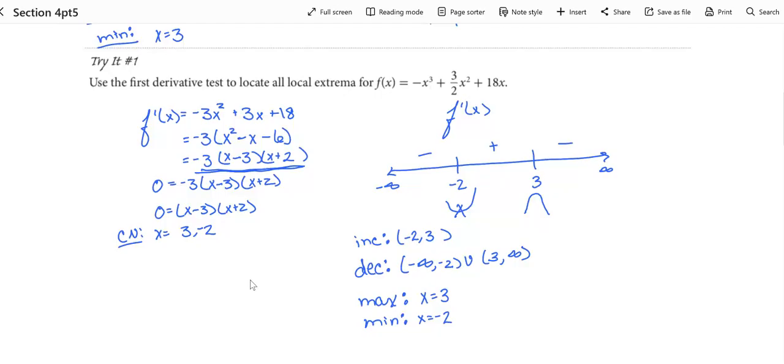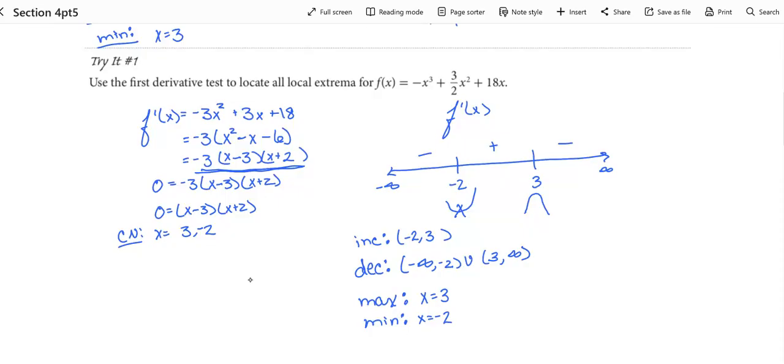Let's walk through this one. We have this function, -x cubed plus 3 halves x squared plus 18x. We're going to take the derivative, so this is just going to be power rule for each piece. So we have -3x squared plus 3x plus 18. I'm going to factor a -3 out, and that's going to leave us with x squared minus x minus 6. And then this quadratic's going to factor into x minus 3 times x plus 2.